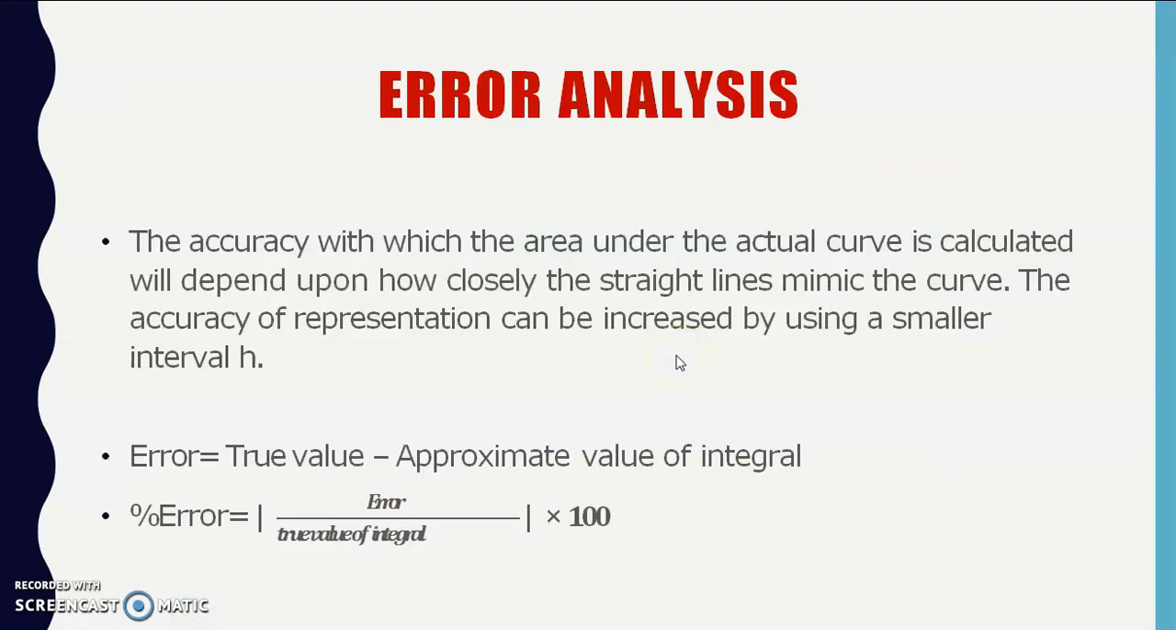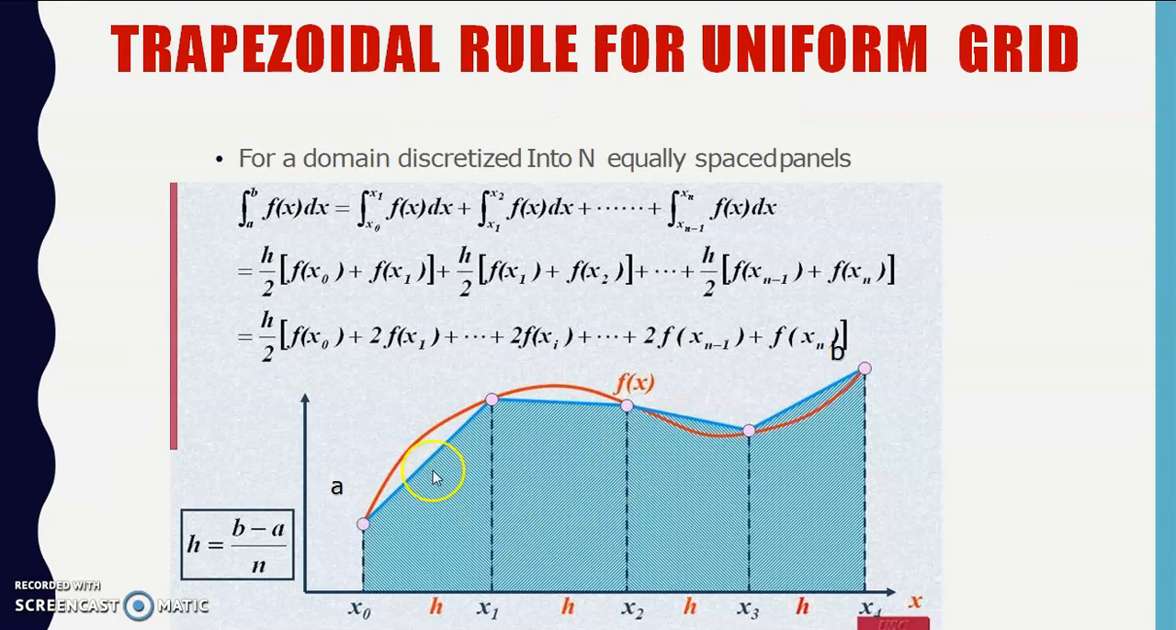Now the area covered by the trapezoids is slightly different from the area under the curve, as you can see in the graph. This difference is known as error. This is the actual graph. This red line shows the actual curve and these blue lines are the trapezoids, right? So as you can see here, area is excluded, and here extra area is included. So this gives the error.